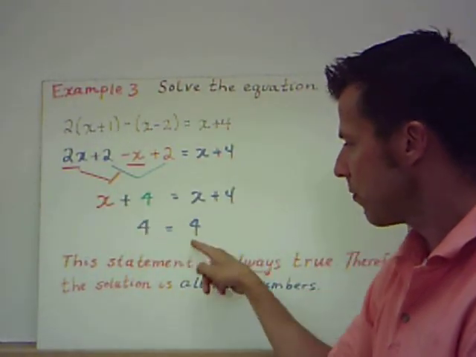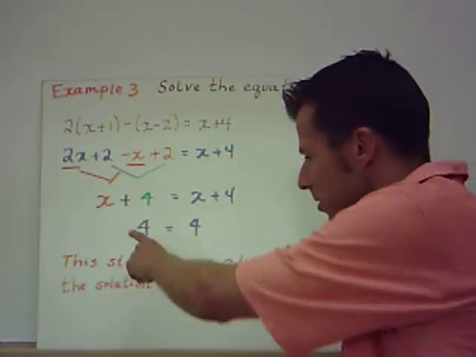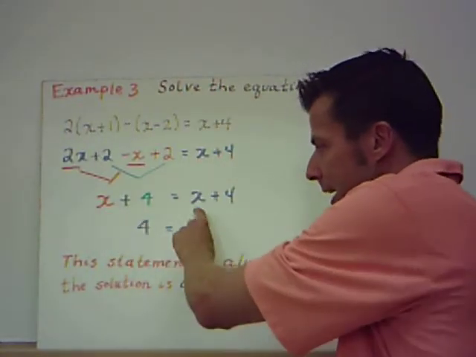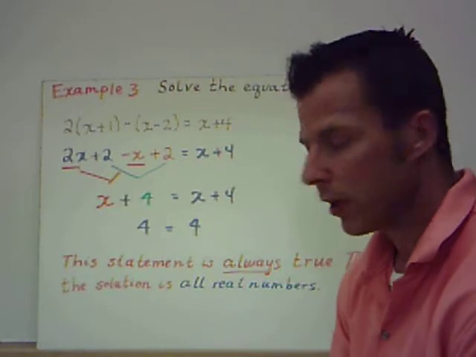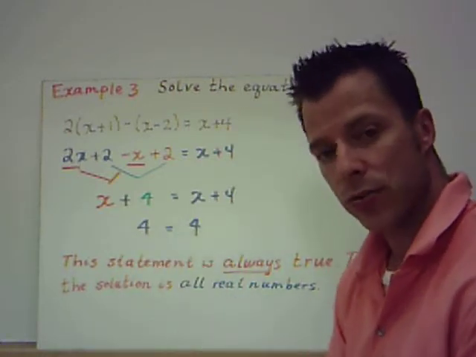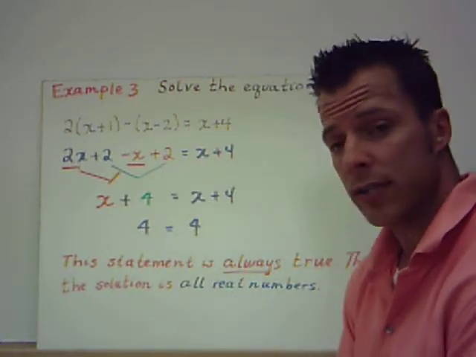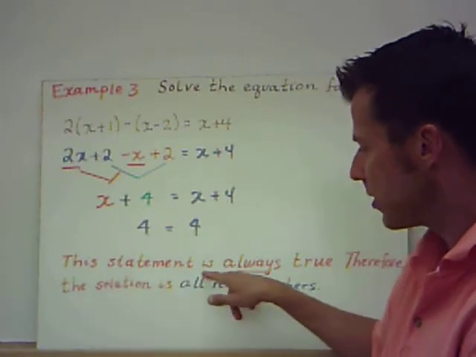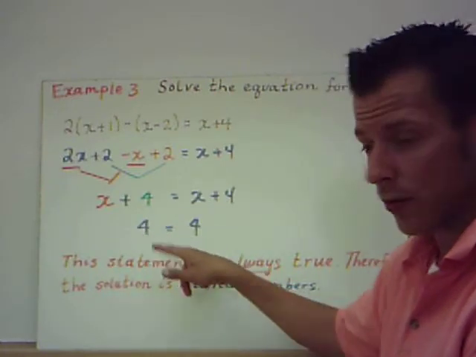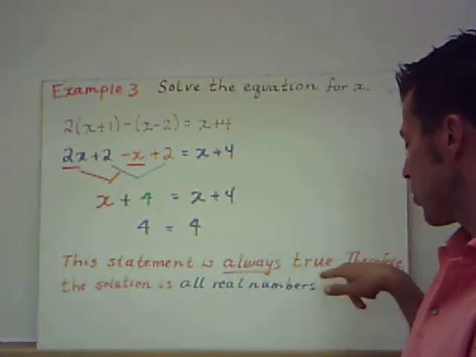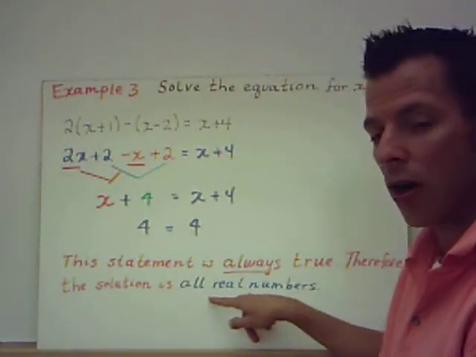Now, just subtract 4 from both sides, and you get something where there's no x anymore. Subtracting x, you get 4 equals 4. This is always a true statement. 4 will always equal itself. So because this is a true statement, there's no variable, it's just 0x. This is always true, therefore the solution will be all real numbers.